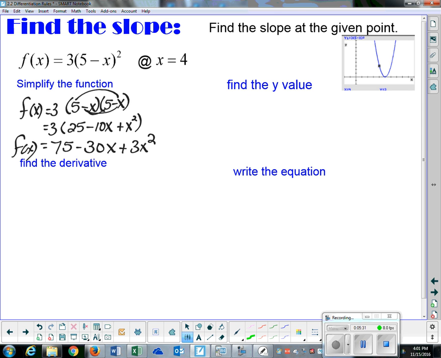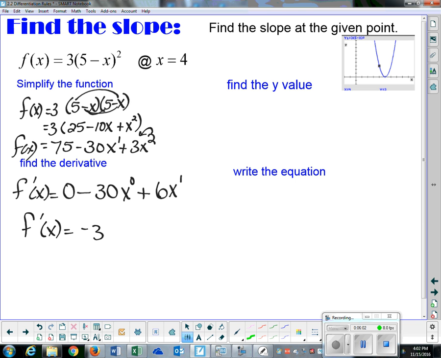Now, to take the derivative of that, I do f prime of x. The derivative of the constant is 0. This has a power of 1, so that's going to be a negative 30 x to the 0. X to the 0 is, of course, 1. And then plus 2 times 3 will give us 6x. And remember, I have to reduce, so I took the power, multiplied. Now I have to reduce the power by 1, which gives me 6x to the first. F prime of x is equal to negative 30 plus 6x.